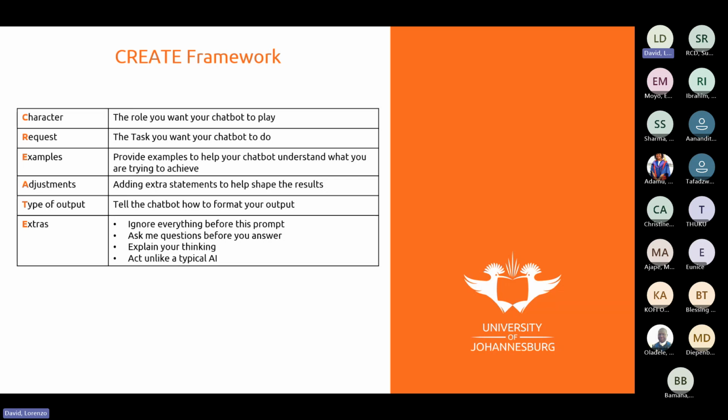The fourth point would be adjustments. So, adding extra statements to help shape the results. This can be like, please structure it in the form of, or ensure that it's no longer than 2 pages, please have section headings, or please provide links to references, whatever it may be. The fifth one will be the type of output. This is essentially where you tell it how to format your output. We've just discussed that as well. So you tell it, I want it in the form of a paper where you have headings, subheadings, whatever it may be.